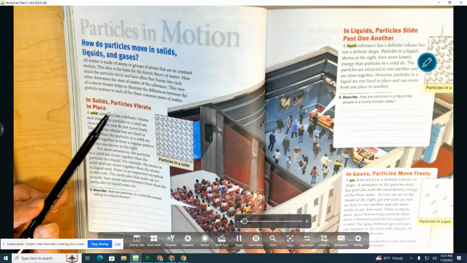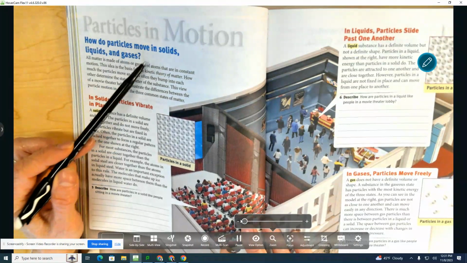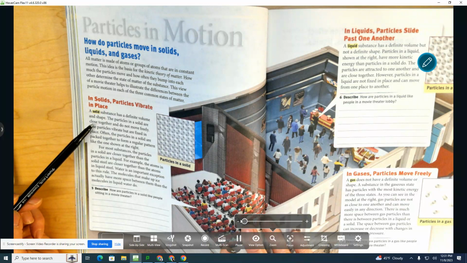In solids, particles vibrate in place. So we're talking about how particles move. A solid substance has a definite volume and shape. The particles in a solid are close together.